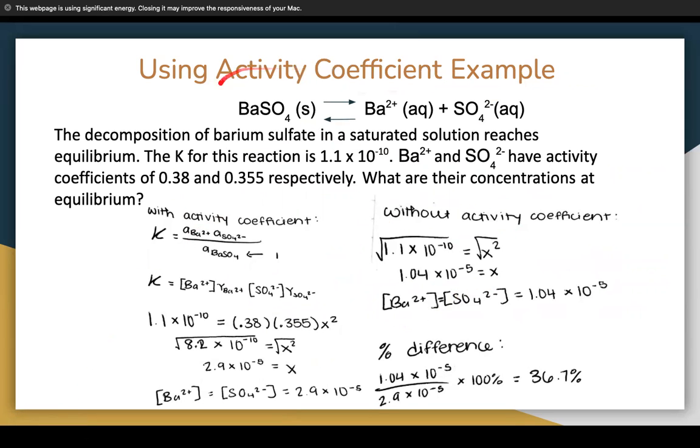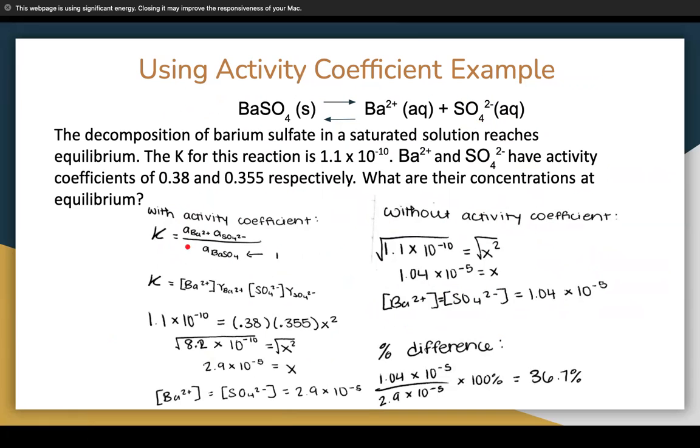All right, so right here we have this chemical reaction, the decomposition of barium sulfate in a saturated solution, and it reaches equilibrium. So the K for this reaction is 1.1 times 10 to the negative 10 power, and barium 2 plus and sulfate have activity coefficients of 0.38 and 0.355 respectively. What are their concentrations at equilibrium? So I calculated with the activity coefficient and without it to show you the difference between the two.